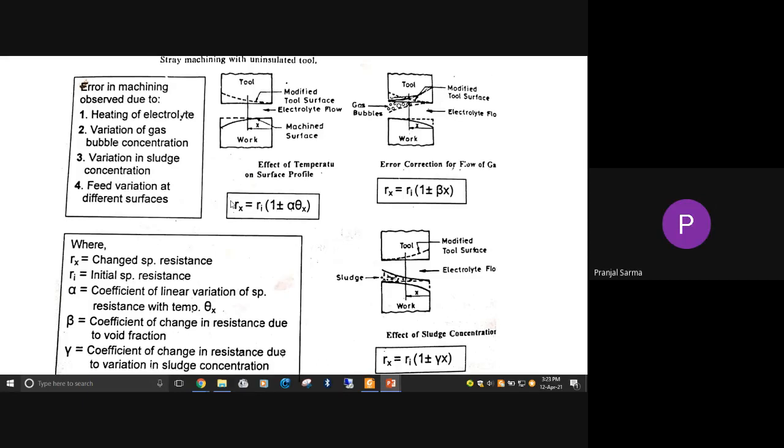So now in this ECM process, there are generally sometimes some errors which are seen. Error means error in the profile that we wanted to get, where we are not getting that. That kind of error.